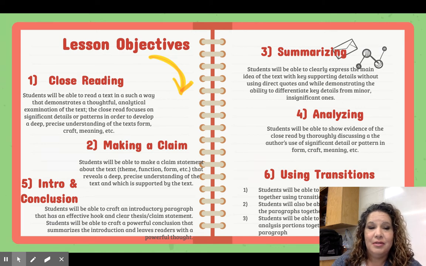Today, our objective is that students will be able to craft an introductory paragraph that has an effective hook and a clear thesis or claim statement. This shouldn't be too difficult since we've already crafted our claim. Our conclusion is that students will be able to craft a powerful conclusion that summarizes the introduction and leaves the readers with a powerful thought.